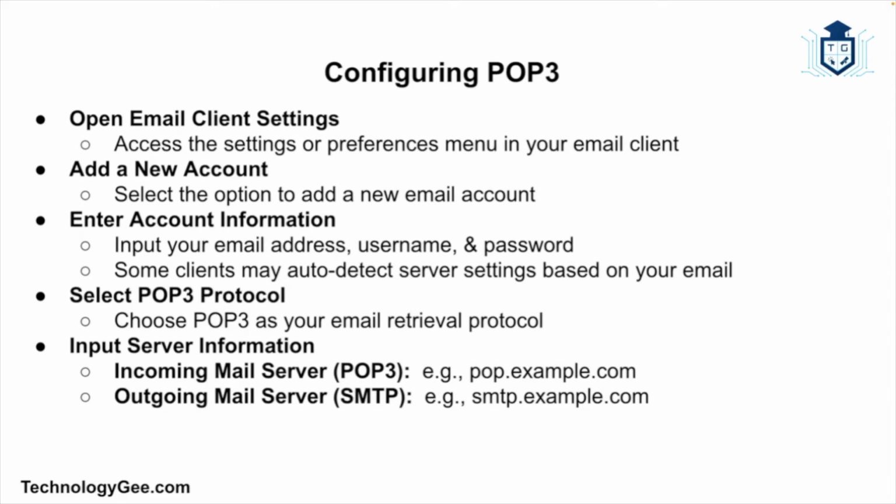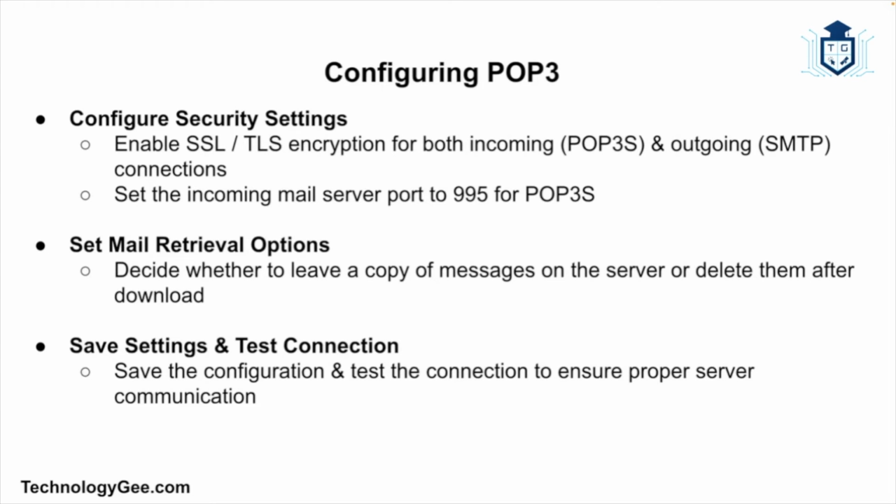You want to enter your email address, username, and password. In some clients, they may automatically detect the correct server settings based on your email address. Then after you do all that, you want to select POP3 as the email retrieval protocol. And then you have to enter your server information. So you want to enter the POP3 server address, and then you want to enter the SMTP server address for sending emails. And after you do all that, you want to enable SSL/TLS encryption for the incoming and outgoing connections if supported. You want to set the incoming mail server port to 995 for POP3S.